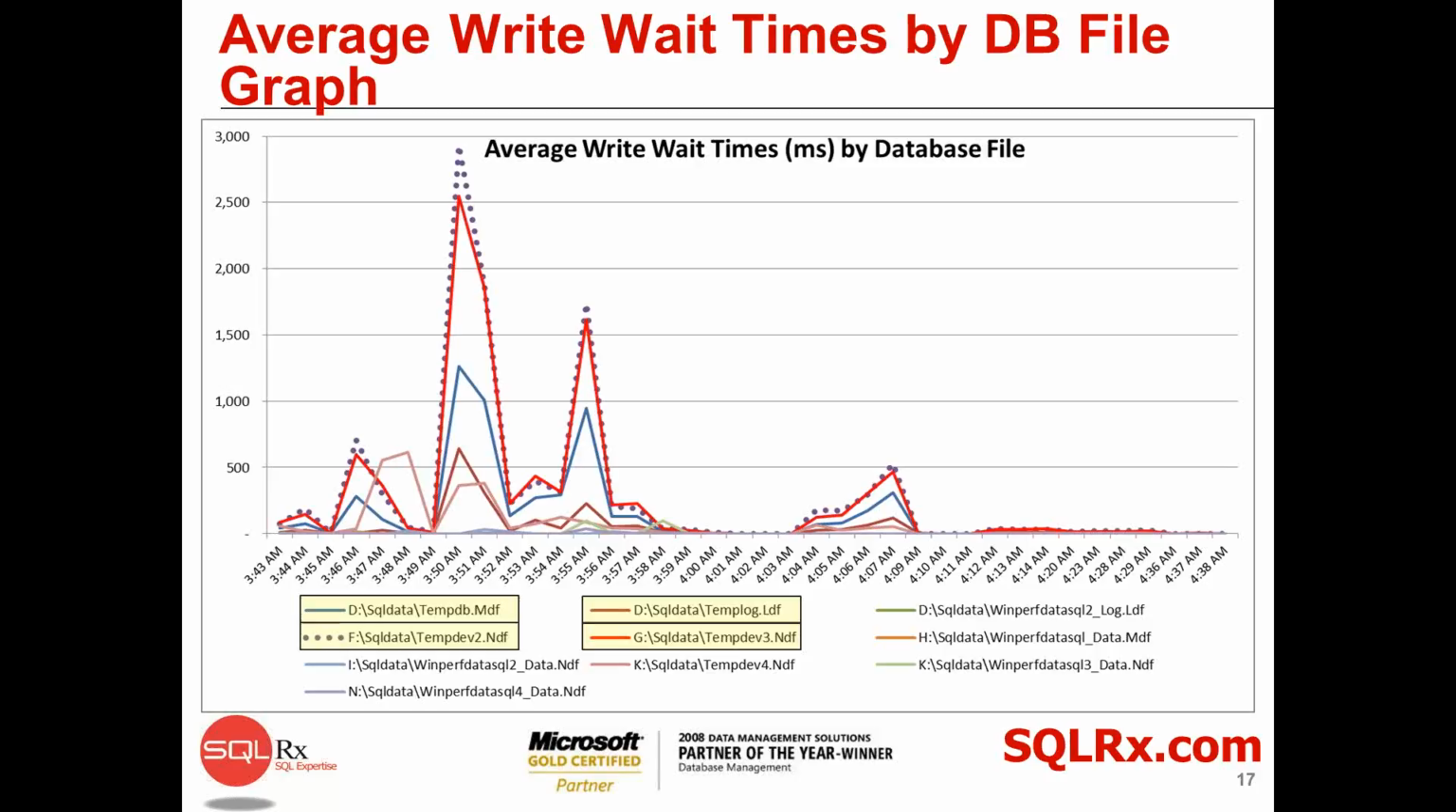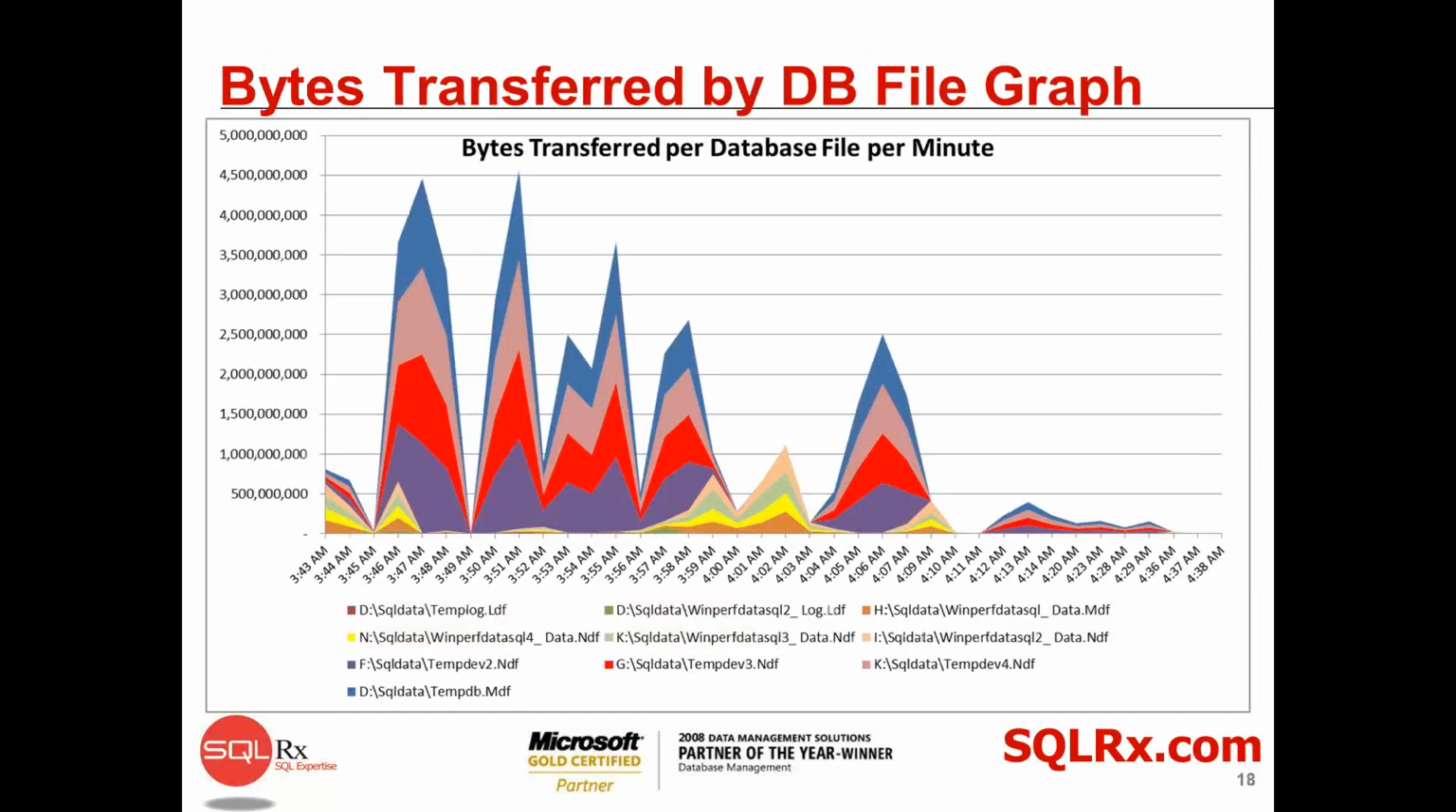This is another graph that you can use to figure out about the bytes transferred by file graph. So you can see here, if you're transferring a whole bunch of data, who's doing it. In this case, it's pretty even. You've got about 4 files there that are being evenly used, and you can see when their peaks are and as they move down.